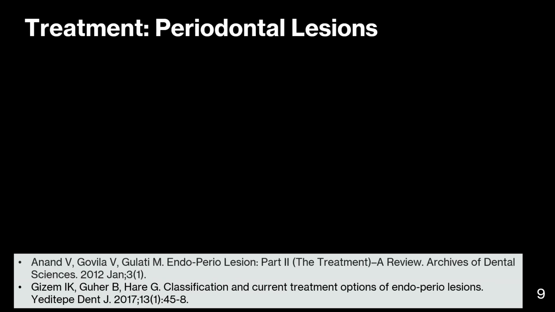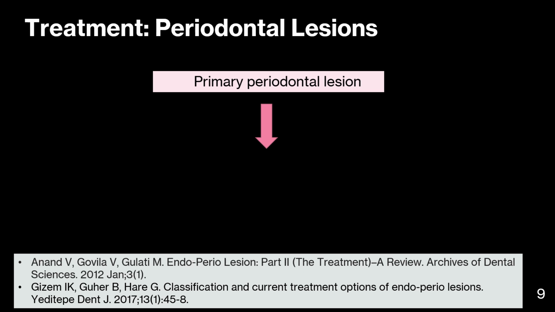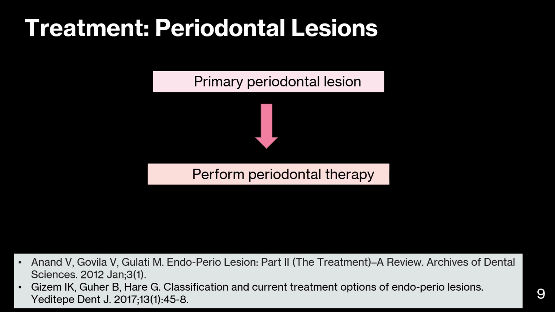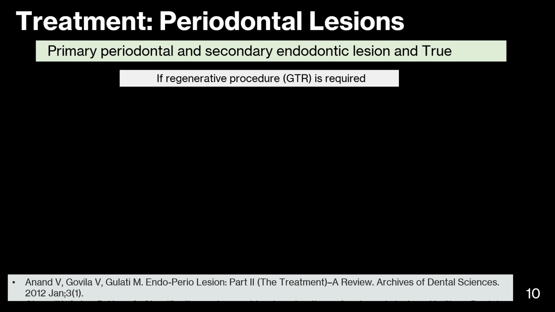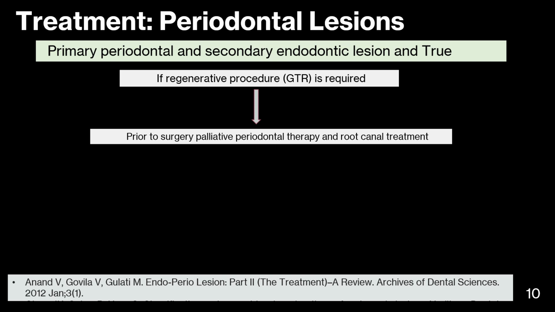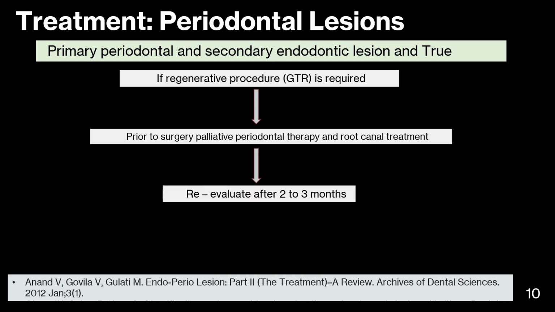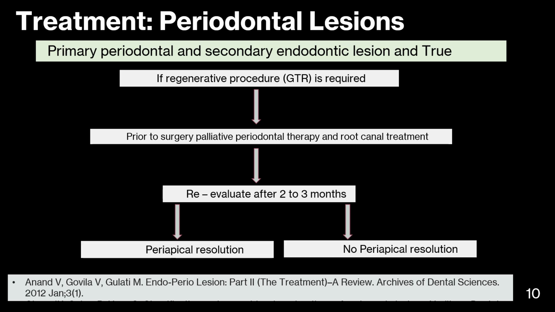Now, if there is a primary periodontal lesion, then the goal is to only perform periodontal therapy. If there is a periodontal lesion that has endodontic involvement, then regenerative procedures have to be done, like a GTR procedure, and prior to surgery, palliative periodontal therapy has to be carried out along with root canal treatment. We reevaluate after 2 to 3 months, and then look for periapical resolution, whether there is resolution or not.